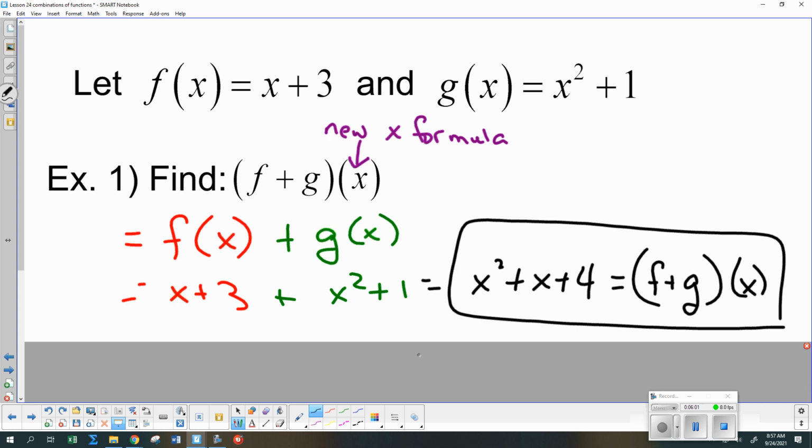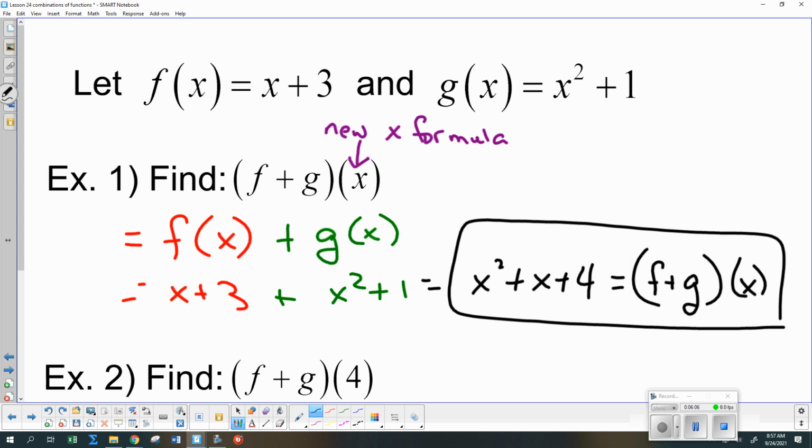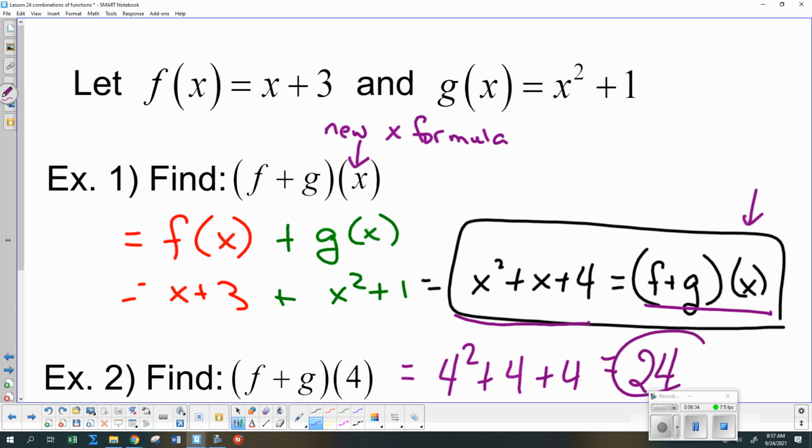So that's not bad. We can handle that. Now, if they ask you now, the formula is the f plus g formula, plug 4 in. Well, right here is my f plus g formula. So all I had to do is plug a 4 in for that x and say that I need 4 squared plus 4 plus 4. I'm just plugging it into my formula right here. So 16 plus 8 gives me 24.